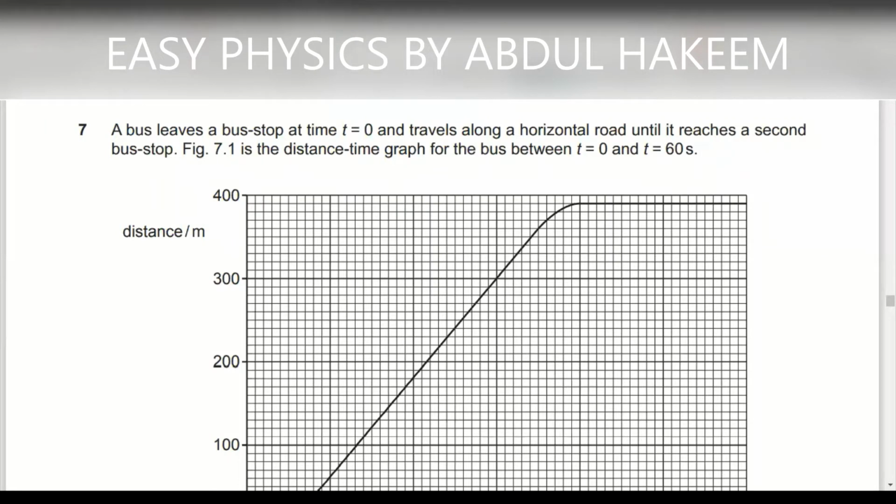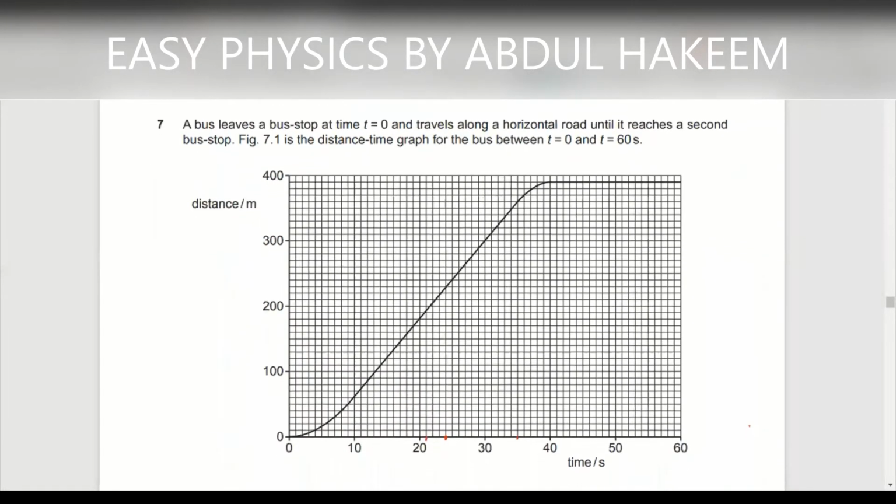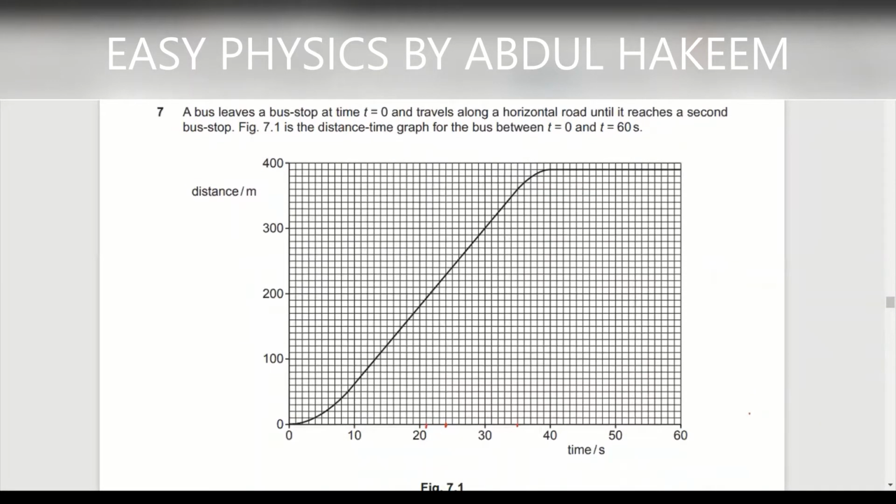Another question about the kinematics. A bus leaves a bus stop at time 0 and travels along a horizontal road until it reaches a second bus stop. Figure 7.1 is the distance-time graph for the bus between time 0 and 60 seconds.